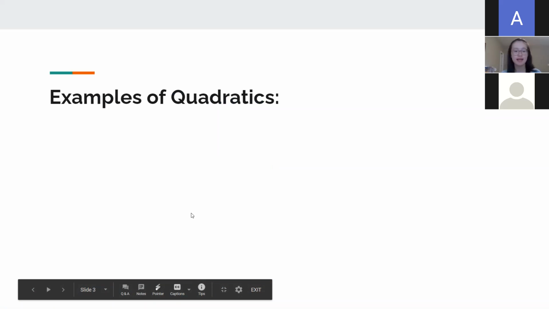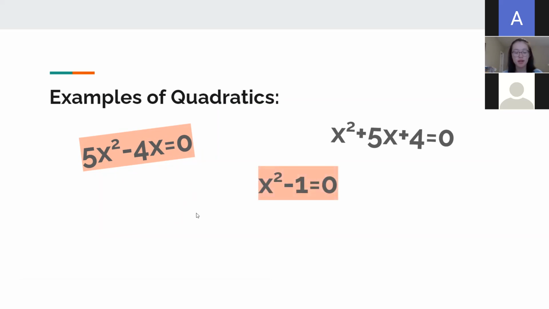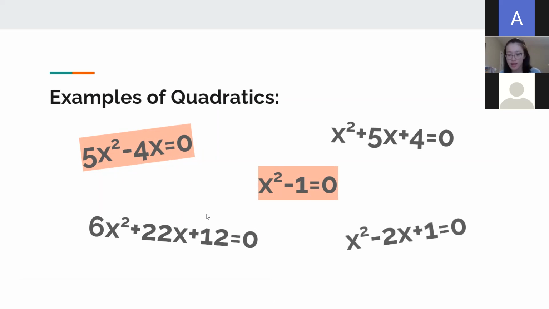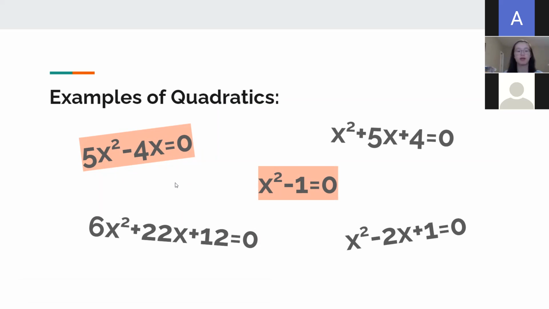So here are some examples of quadratics. 5x squared minus 4x equals 0. X squared plus 5x plus 4 equals 0. X squared minus 1 equals 0. 6x squared plus 22x plus 12 equals 0. And x squared minus 2x plus 1. So does anybody notice something really special about the two quadratics that are highlighted?